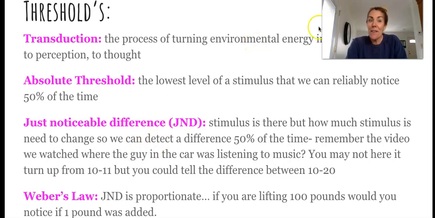Okay, and then remember the thresholds. I put transduction in here because it's that process of turning environmental energy into neural energy, an action potential, and then it goes to perception, and then it goes to thought. So then it's what you think. Okay, so absolute threshold. Remember, that's the lowest level of stimulus that we can reliably notice 50% of the time.